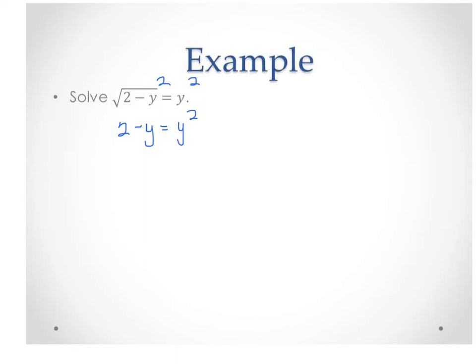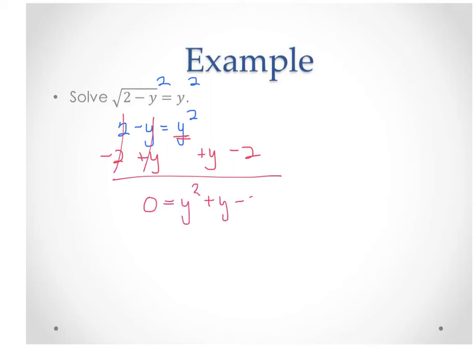Most of those ways you want it equal to 0, so we're going to set this equal to 0, and you really probably want your leading coefficient, which is going to be your y squared, to be positive. So let's move everything to the right. Those cancel. 0 equals y squared plus y minus 2. So let's see if this factors here.